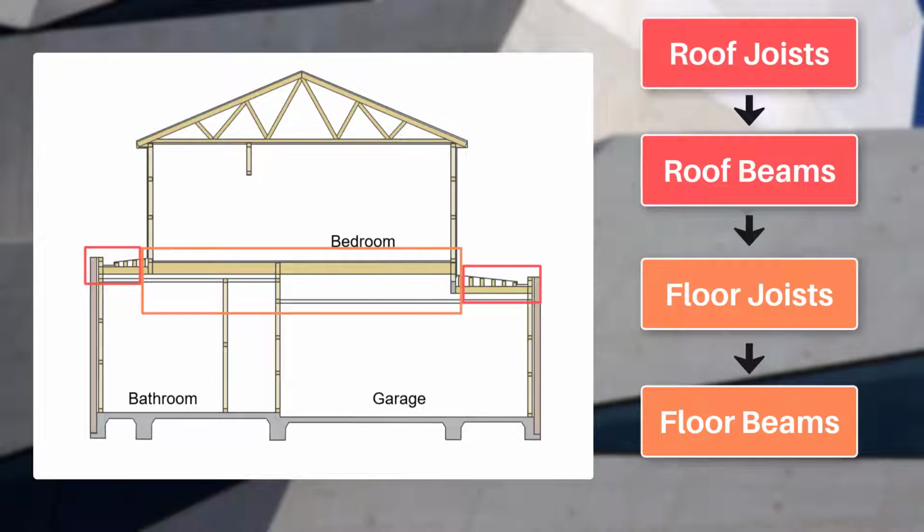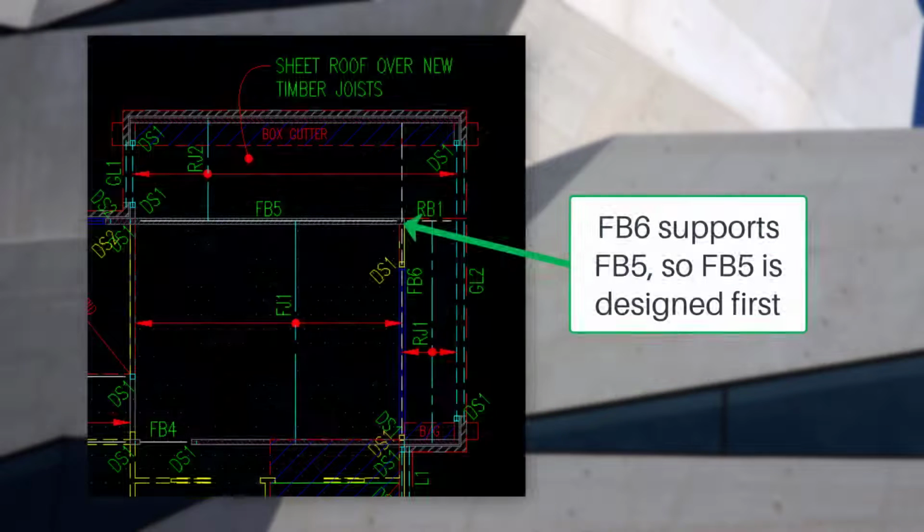The order in which we'll design each of our beams will depend on its load paths. For example, if we have a floor beam that supports another floor beam, then you would want to design the supported floor beam first so that you will have the reaction calculated for the point load on the supporting beam.